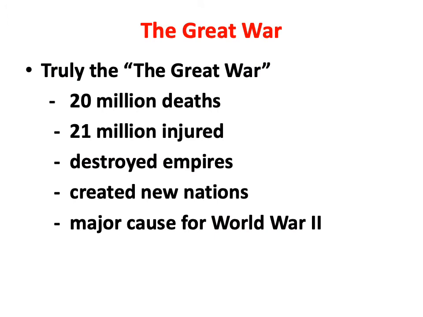Why did people call it the Great War? Well, it involved virtually all the countries in Europe, as we will see. And there were new technologies, which we'll look at a little more also, that greatly increased the number of deaths. All told, there were roughly 20 million deaths in World War I, about the same number injured. Entire empires were destroyed, such as the Austro-Hungarian Empire. New nations were created out of those destroyed empires. And, as we'll see near the end of this lecture, the outcome of World War I is often cited as one of the major causes for World War II.